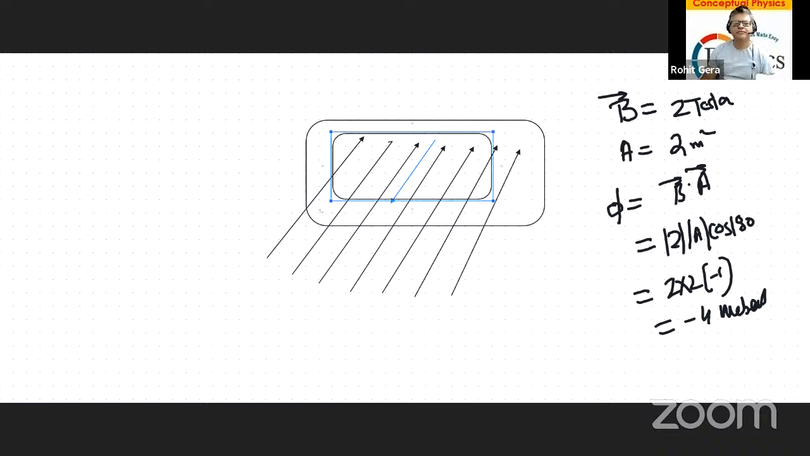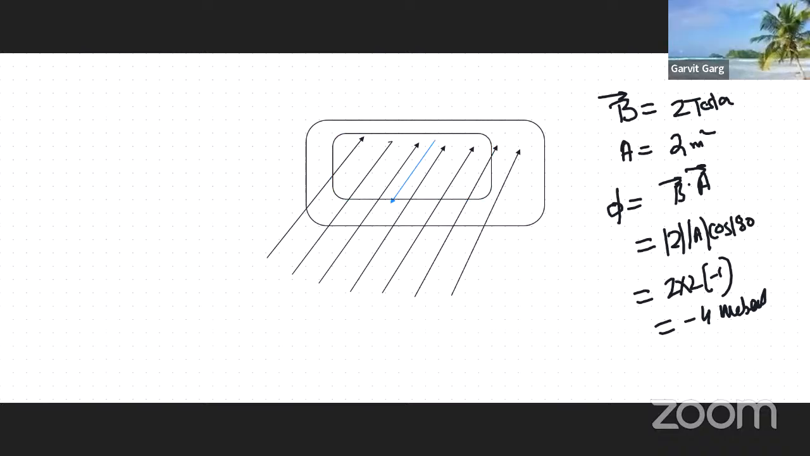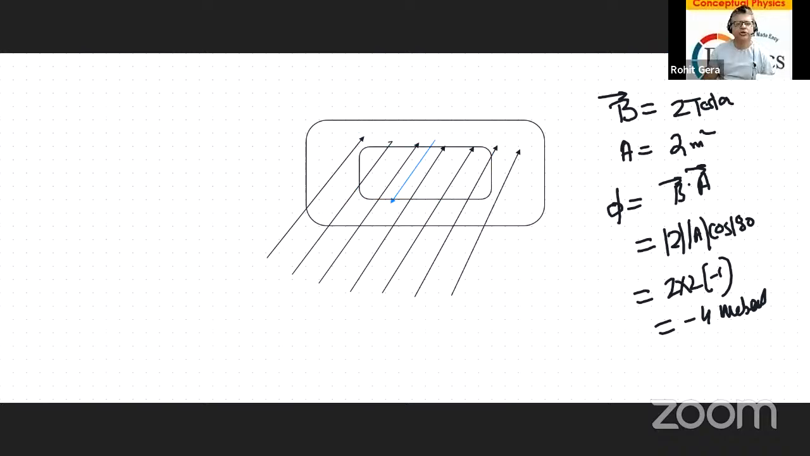ठीक है? So what happens now? Your new flux is given by B is same रहा, magnetic field is not changing. But area, let's say, has become half. So earlier the area was 2 meters square, but now it is 1 meter square.